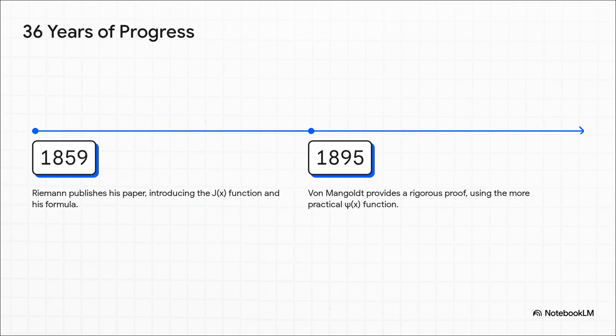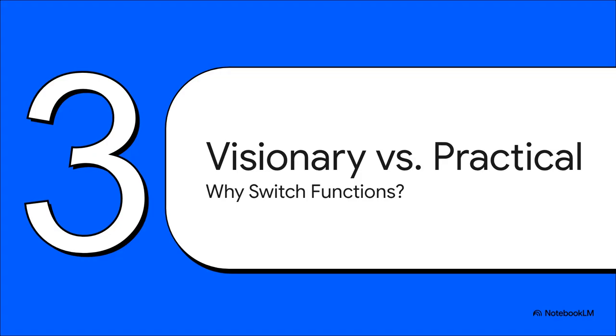But, and this is a big but, his argument was more of a brilliant sketch than a finished, rock-solid proof. It actually took 36 years, all the way until 1895, for Hans von Mangoldt to come along and make Riemann's ideas totally rigorous. And how did he do it? He switched to the psi of x function. And this, of course, leads us to the big question. If Riemann's idea was so revolutionary, why did von Mangoldt, and basically all of modern math that followed, switch to a totally different function? Why try to fix something that wasn't technically broken?